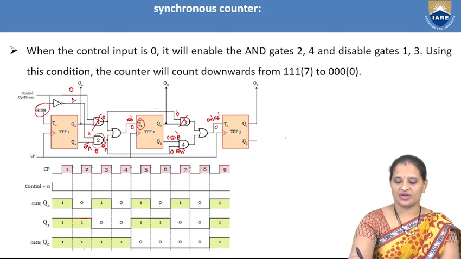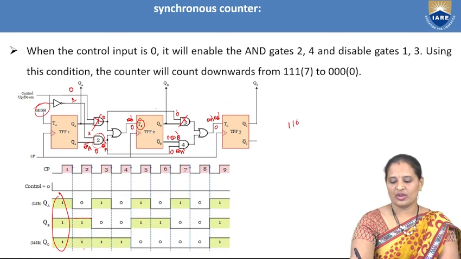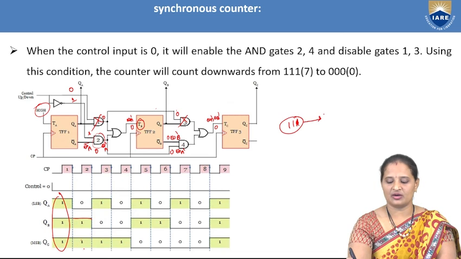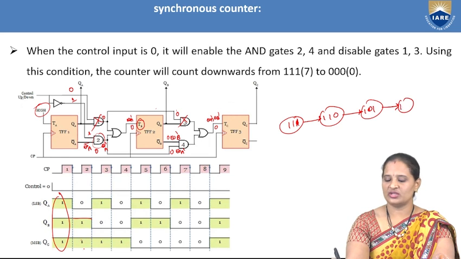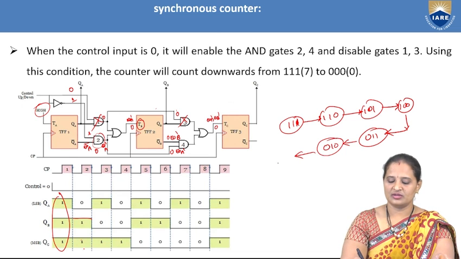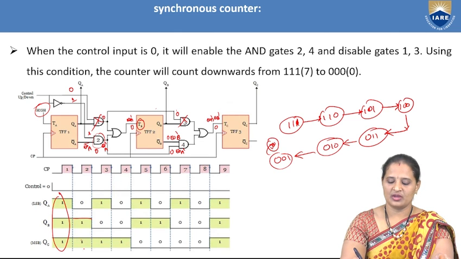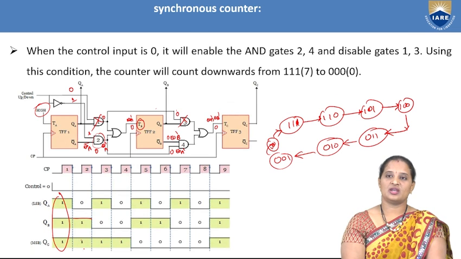Like that, it counts from initially 111. So let us draw the state diagram. 110, next 101, next 100, and after 100 it will go to 011, and then 010, and then 001, and then 000, and again it will go back to 111. So this is the state diagram of the down count.